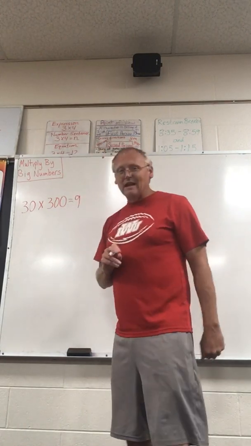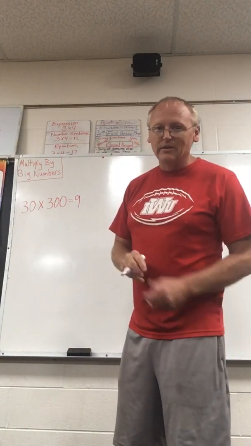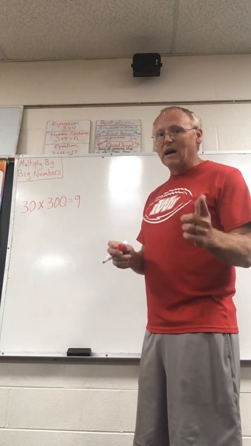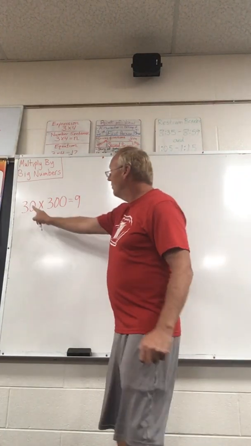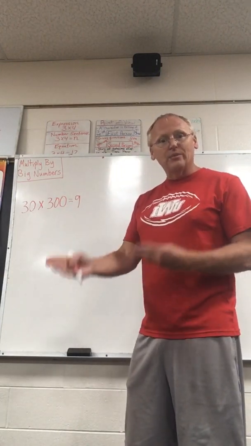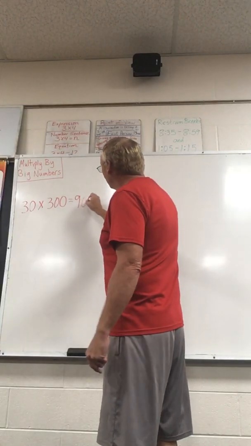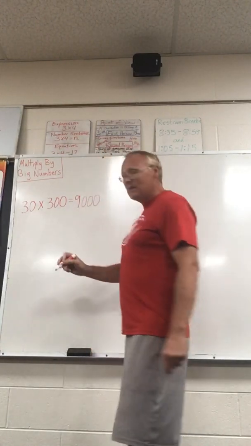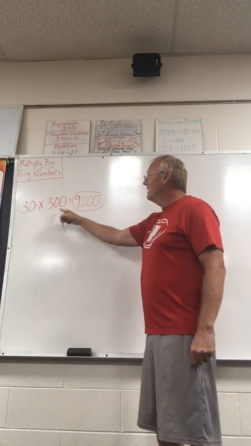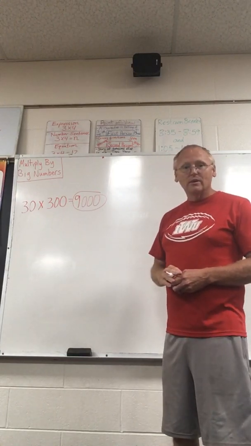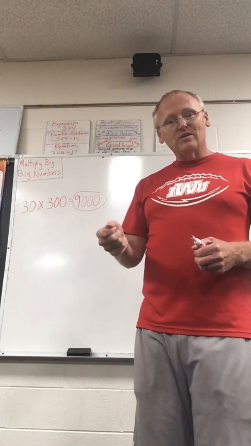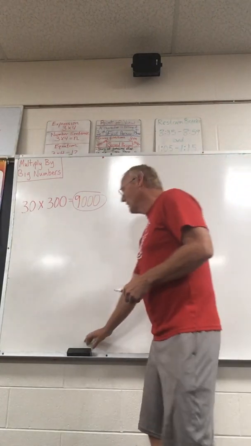Now, do you think the answer is 9 for 30 times 300? No, obviously that can't be correct. But this is all you have to do to get the correct answer. Count how many zeros there are in the problem. 1, 2, 3. There's 3 zeros in the problem, so you have 3 zeros in your answer. So that means your product would be 9,000. So 30 times 300 would give you a product of 9,000. So you do your basic fact first, then count the zeros and put those zeros into your answer. Okay, let's try another one.